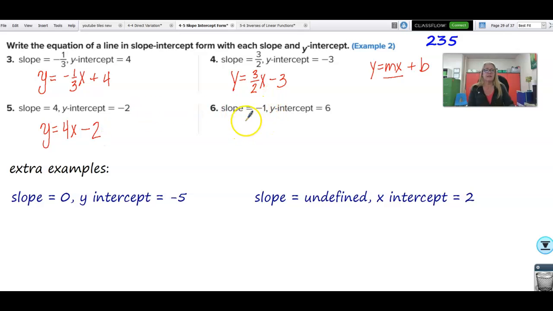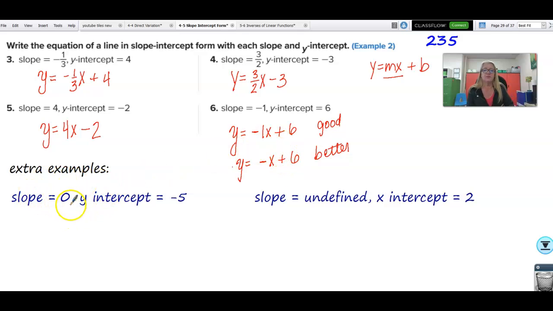Now here the slope is -1. In general, in mathematics, we don't write -1x, we would just write -x. I would not mark you wrong for -1x, but really the better form of this is just -x. The y-intercept is +6, so we write +6. So this is good, it's correct, this is better, it's neater.